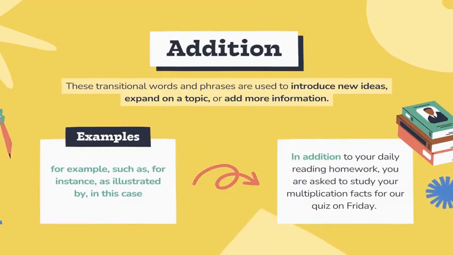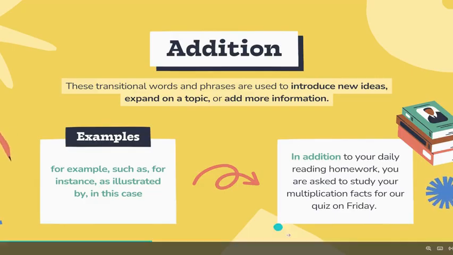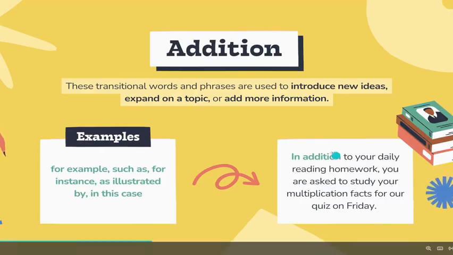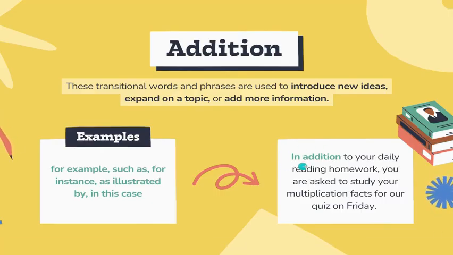So, words that add additional information. These are used to introduce new ideas, expand on a topic, or add more information. And some of the examples are, for example, such as, for instance, as illustrated by, and in this case. There are more than that as well. And our example over here: in addition to your daily reading homework, you are asked to study your multiplication facts for our quiz on Friday. So here you have an introductory transition attached to a whole introductory phrase.